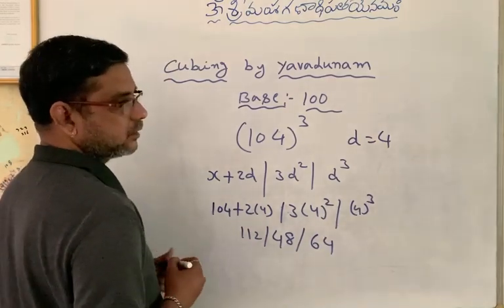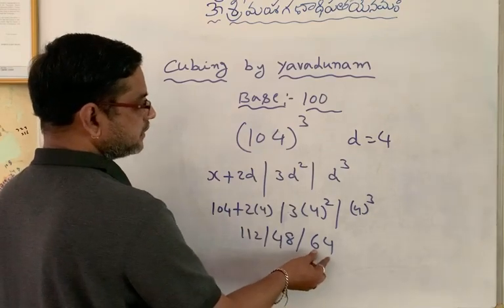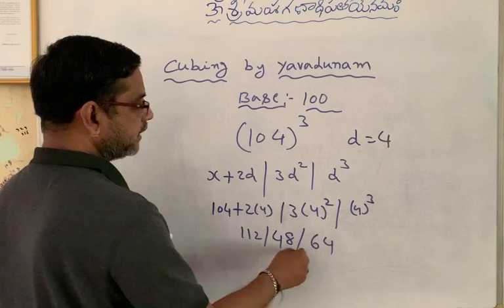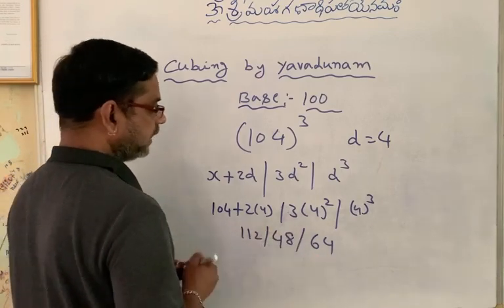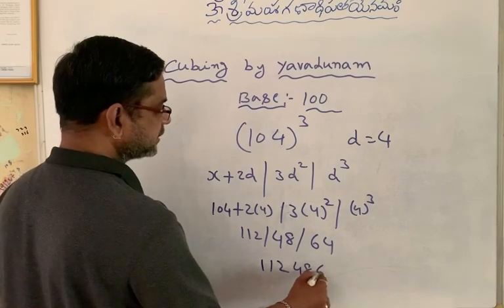Here, no need to carry any number because the base is 100. In each and every place we will get 2 digits, so no need to carry any number to the first place, second place or third place. So the answer is 1124864.